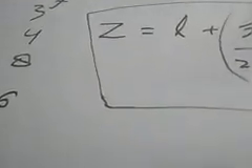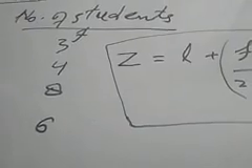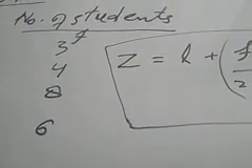h is class size, and class size is equal to 5. 5 minus 0 is 5, 10 minus 5 is 5. So class size is 5. So the value of h is class size.